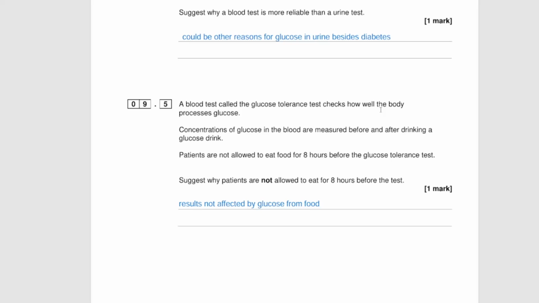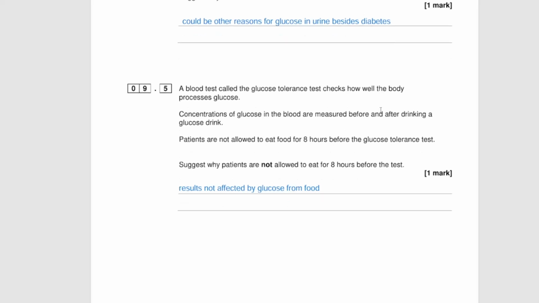Now for 9.5, a blood test called a glucose tolerance test checks how well the body processes glucose. Concentrations of glucose in the blood are measured before and after drinking a glucose drink. Patients are not allowed to eat food for 8 hours before the glucose tolerance test. Suggest why patients are not allowed to eat for 8 hours before the test. And this is so the results are not altered and not affected by glucose from food that they could eat for 8 hours before.